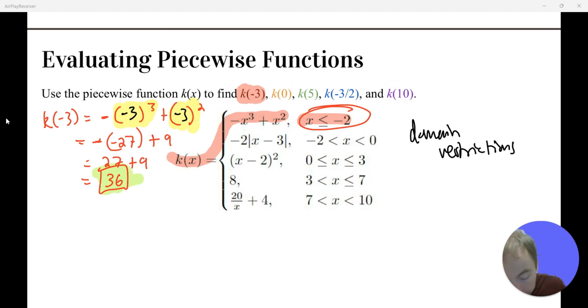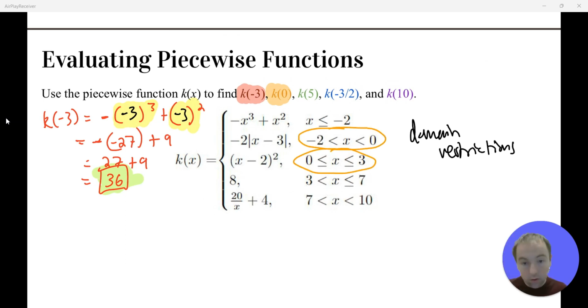Okay. The next example is to find k of 0. Again, you'll want to find which interval of the domain 0 belongs to. You'll see actually a couple of places where 0 is showing up.